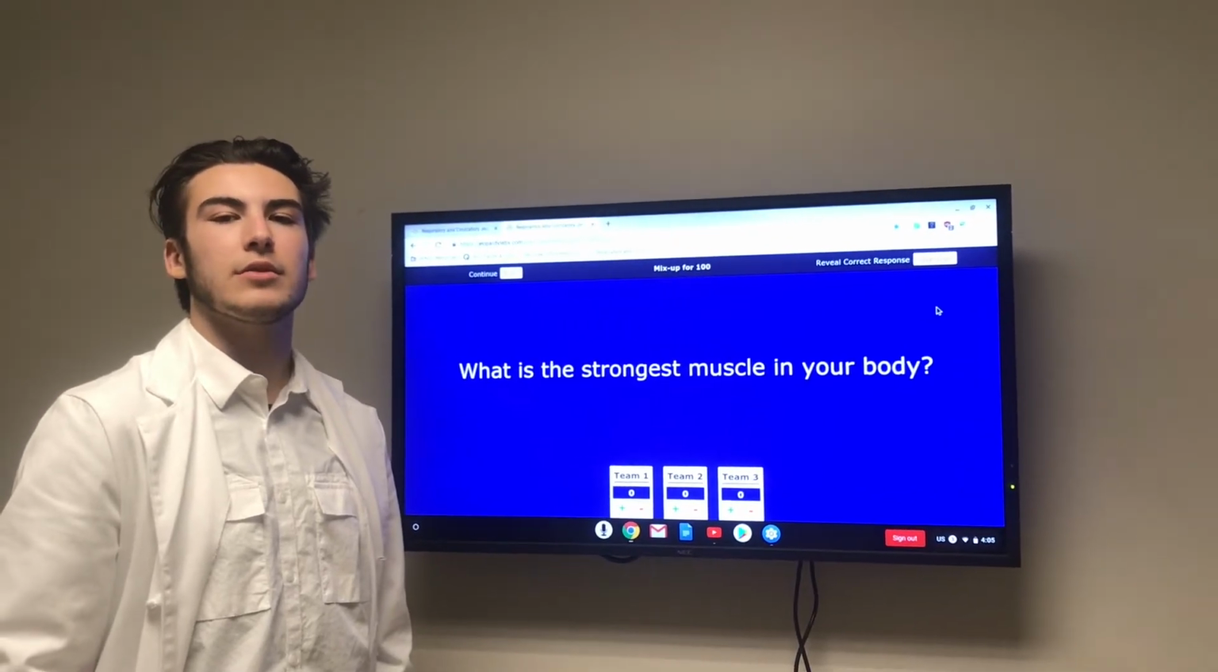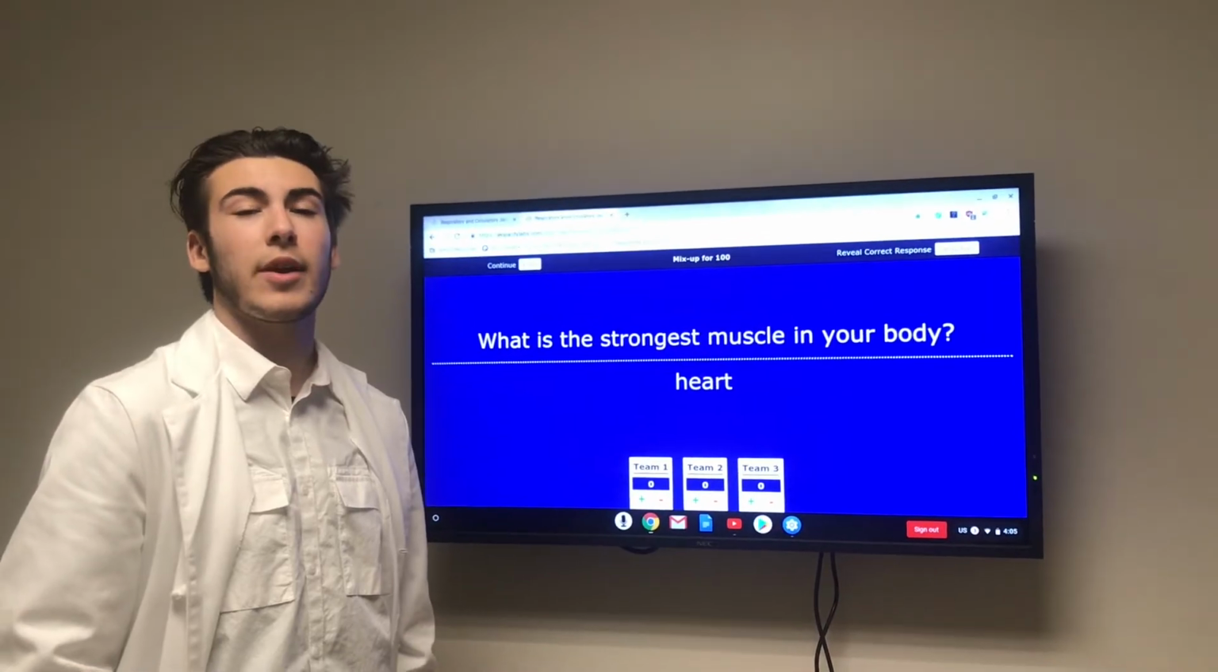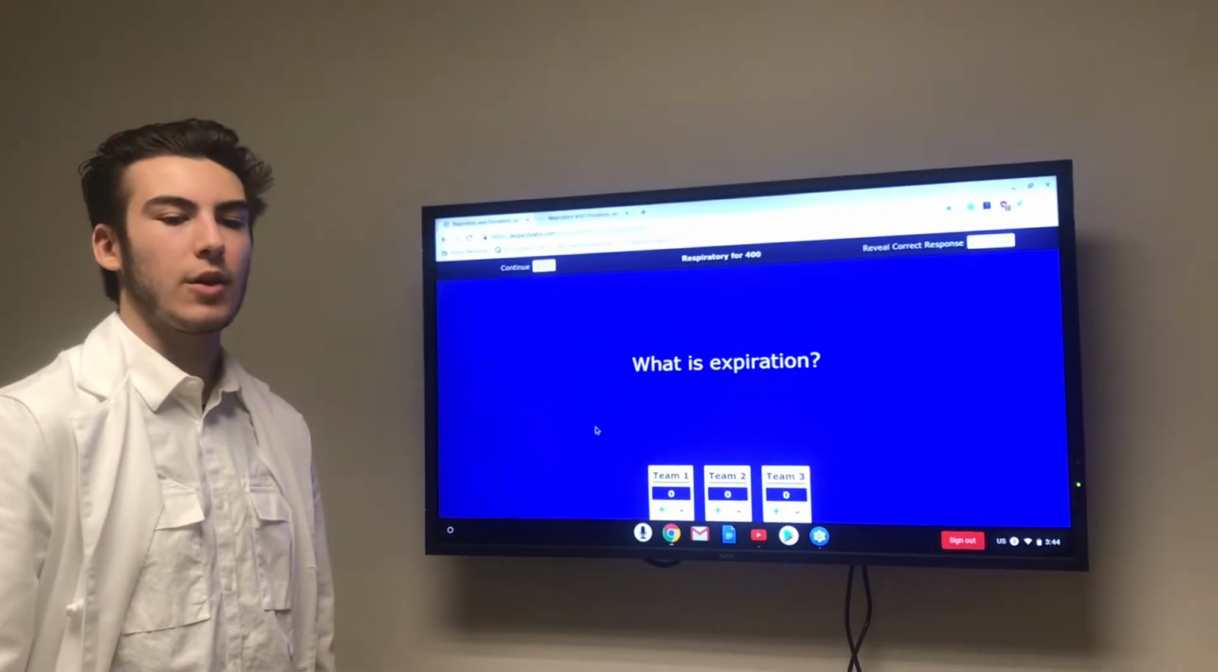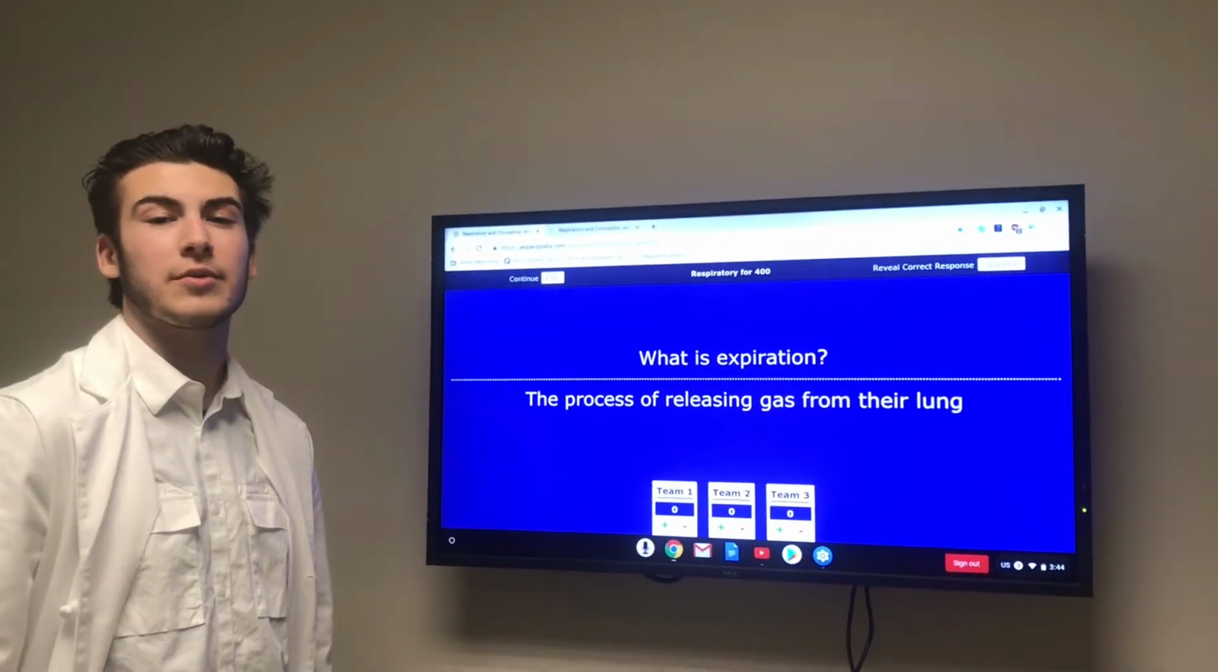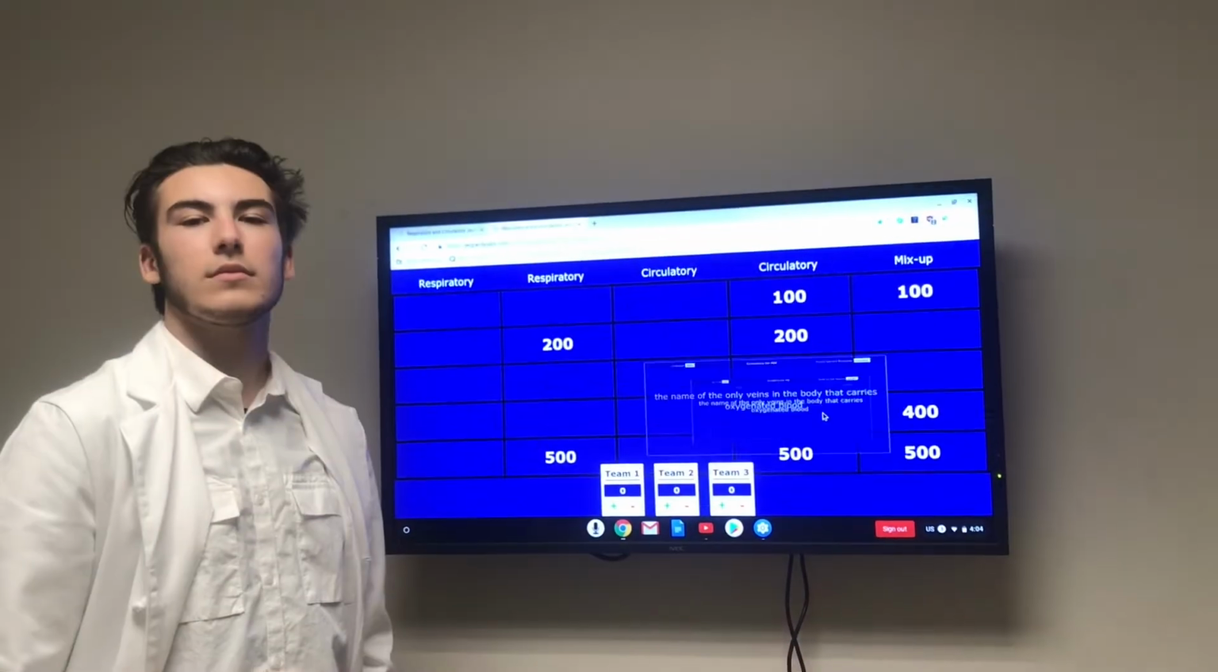What is the strongest muscle in the body? What is the heart? Correct, the heart. I'll take respiratory for 400. What is expiration? What is the process of releasing gas from the lungs? Expiration is the process of releasing CO2 from the lungs. I'll take circulatory for 400.